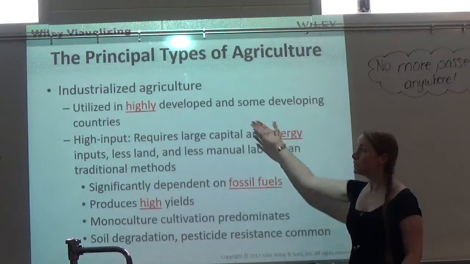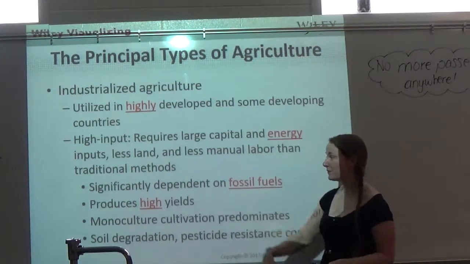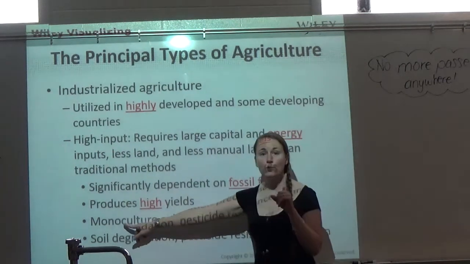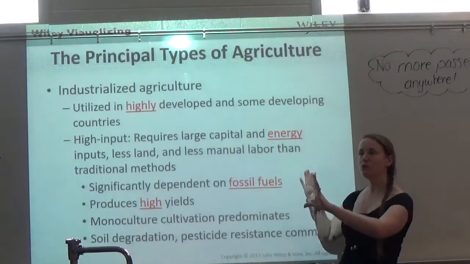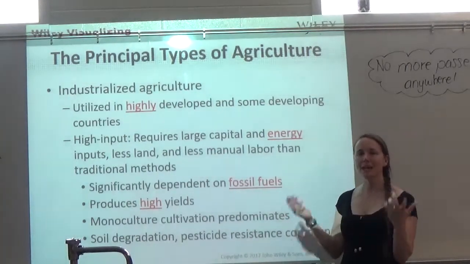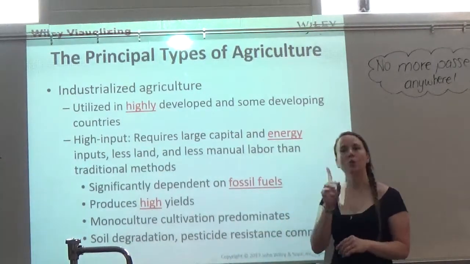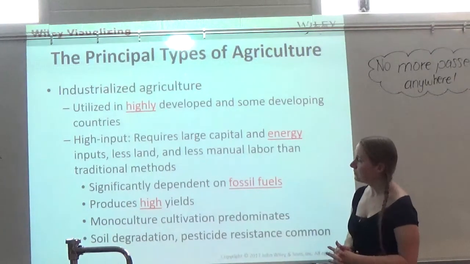So, for example, industrialized agriculture: in the same amount of land, you can produce more food, so that's a positive. Monoculture cultivation predominates. Mono just means one, so that's where, when you're driving down the interstate, you see a huge farm and you realize, oh my gosh, this is acres and acres and acres of just corn. That's a monoculture. It's growing one crop at a time. That's actually a negative. We'll talk about that a little later.